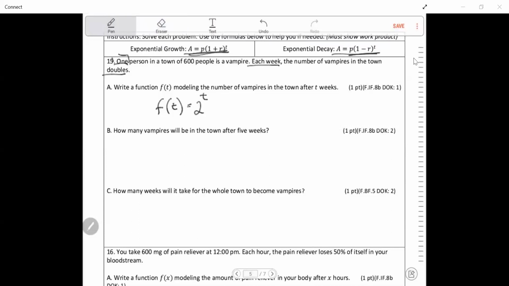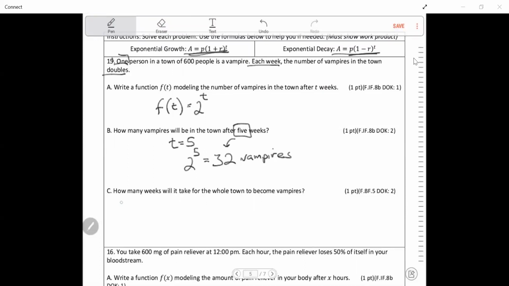Okay, there's our function. And how many vampires will be there after 5 weeks? Well, t equals 5. So we want 2 to the 5th power, and I have to know 2 to the 5th power, so we go to 32. So after 5 weeks, there will be 32 vampires.